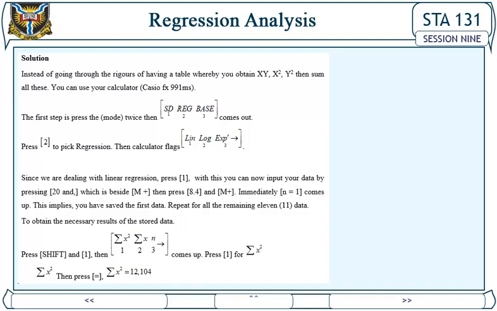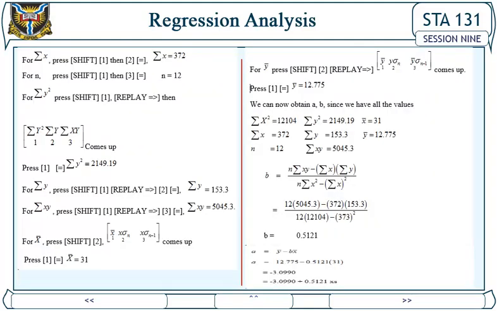To obtain the necessary result of the stored data, press shift and 1, then the menu comes up. Press 1 for summation x squared, then press is equal to. Summation x squared is equal to 12,104. For summation x, press shift 1, then 2 is equal to. Summation x is equal to 372. For n, press shift 1, then 3 is equal to. n is equal to 12.